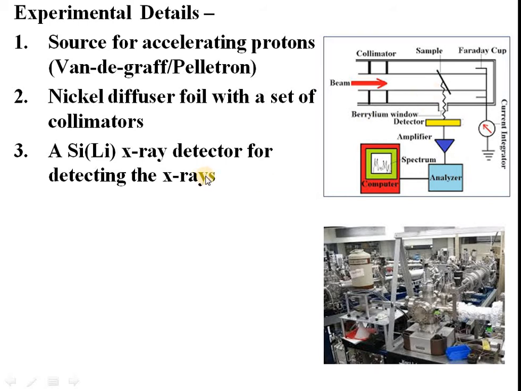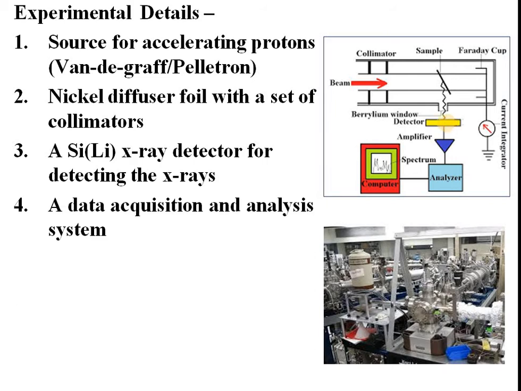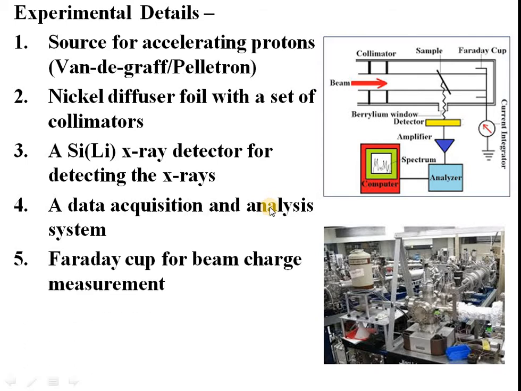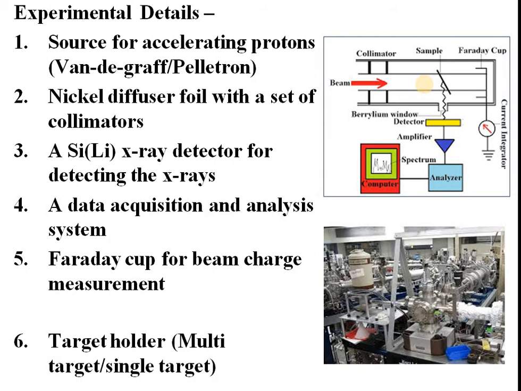And you have a detector. This is called an X-ray detector, a silicon crystal doped with lithium. That is the particular detector used here. And you have a data acquisition system. Basically, it contains some software and electronic gadgets with a computer system installed with the suitable software required for PIXE. And you have a Faraday cup for beam charge measurement, by which we measure the total amount of protons passed through the sample.